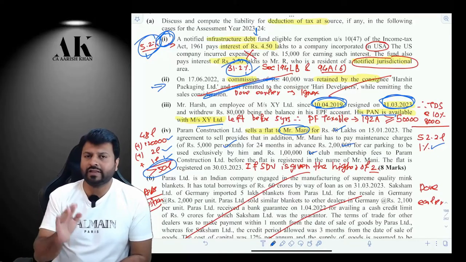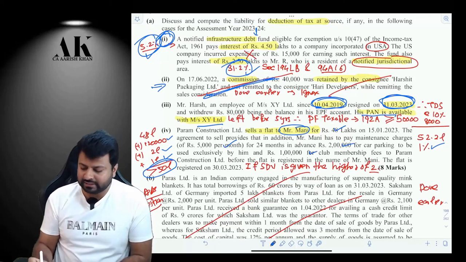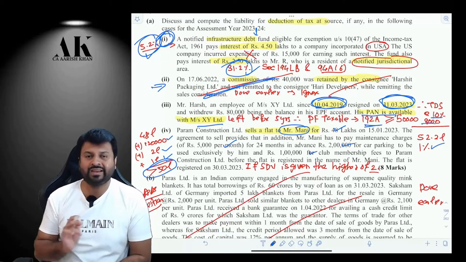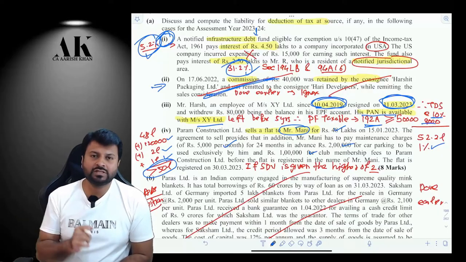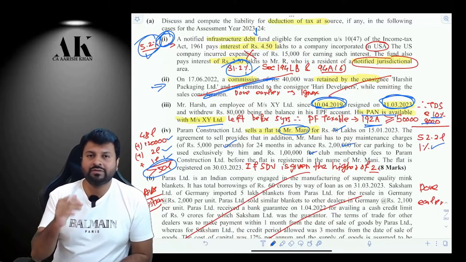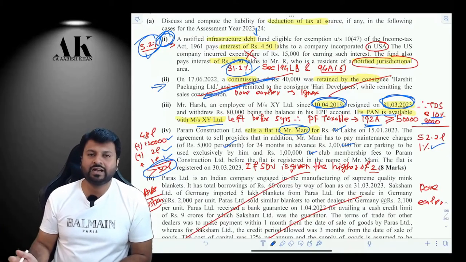Now, if the amount of that PF paid by the company to the employee is 50,000 or more, then the company will deduct TDS at the rate of 10% under section 192A, because the amount withdrawn by the employee is 80,000 rupees, which is more than 50,000. Secondly, the employee is also leaving the company within 5 years, therefore it is taxable, and therefore you are supposed to deduct TDS at the rate of 10% under 192A.